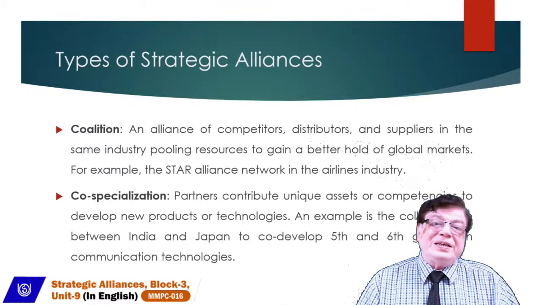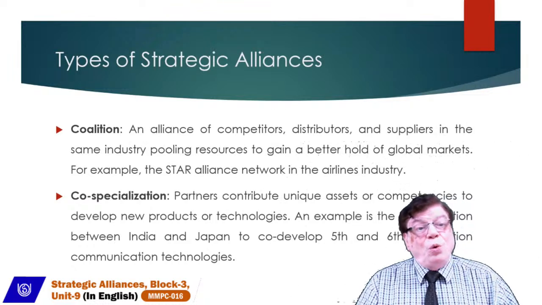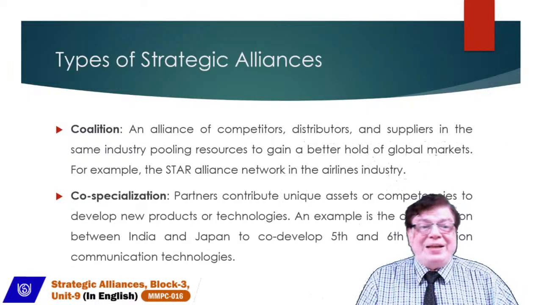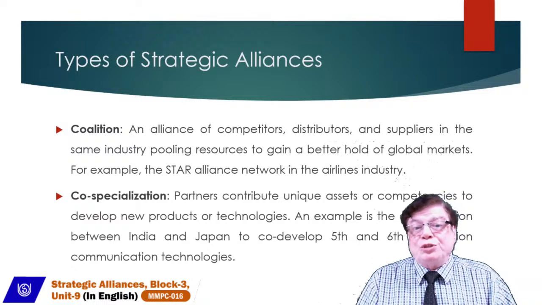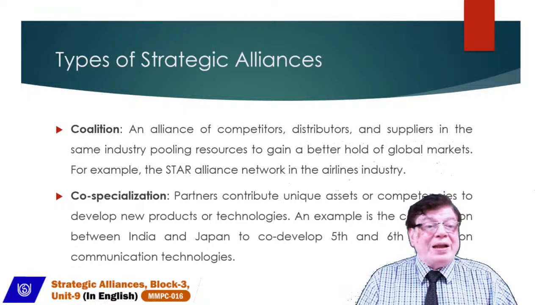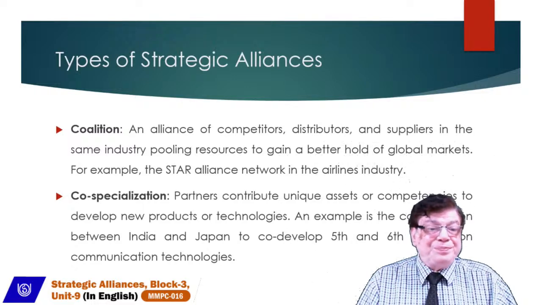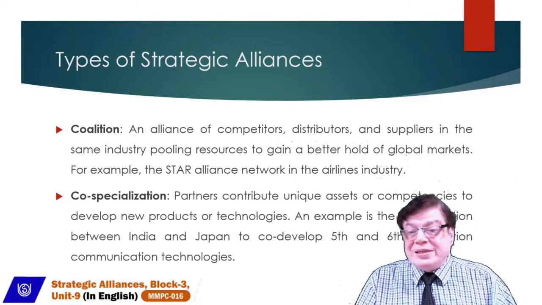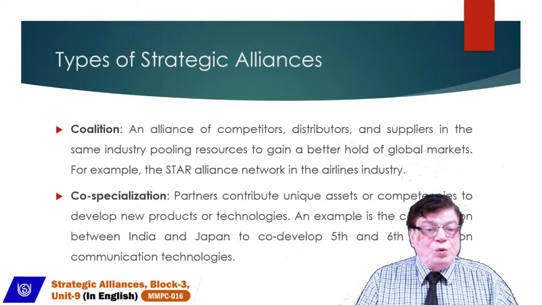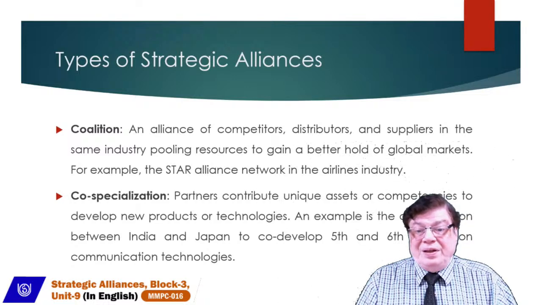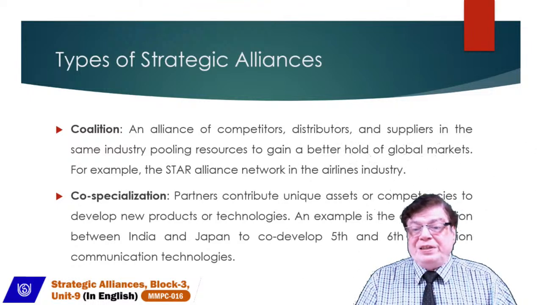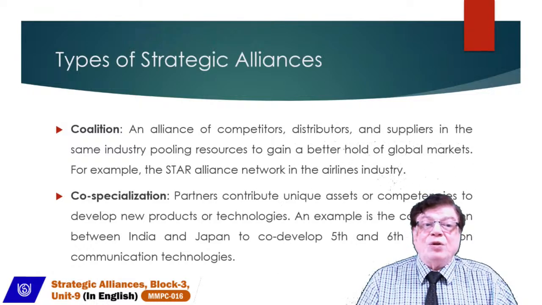Now, types of strategic alliances. First type is coalition. An alliance of competitors, distributors, and suppliers in the same industry, pooling resources to gain a better hold of global markets. For example, the Star Alliance network in the airlines industry. Co-specialization: partners contribute unique assets or competencies to develop new products or technologies. An example is the collaboration between India and Japan to co-develop fifth and sixth generation communication technologies.